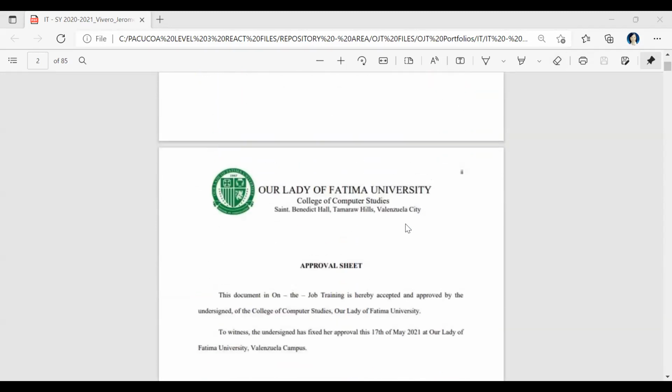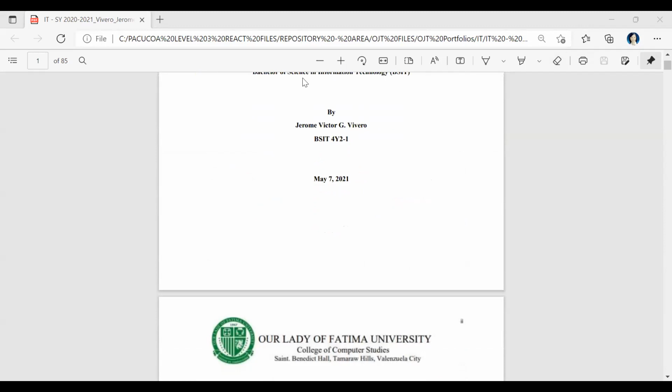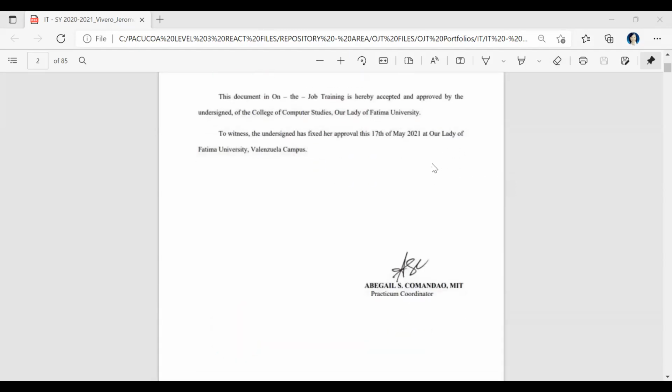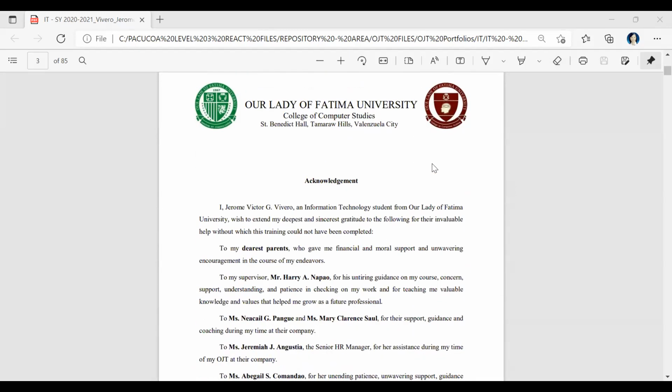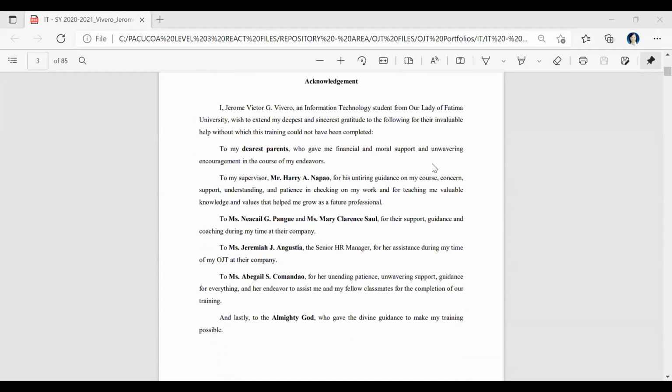For the date, this should be just the day, the month and the year. So just make sure, since your deadline is June, that you put there June 2022. That should be the date. Then for the approval sheet, that's also going to be in the provided template.